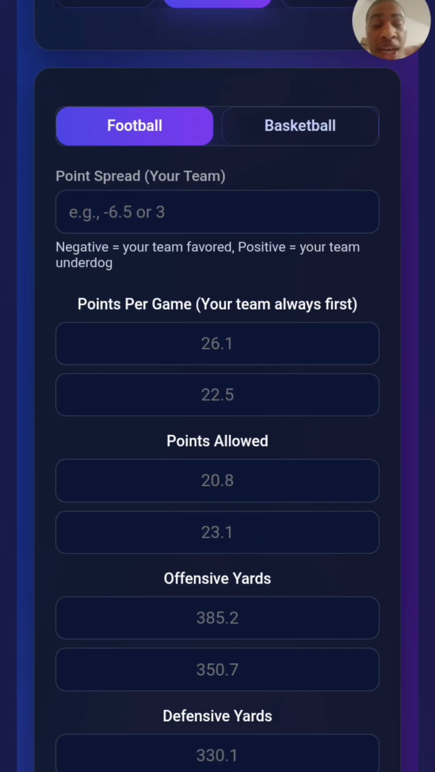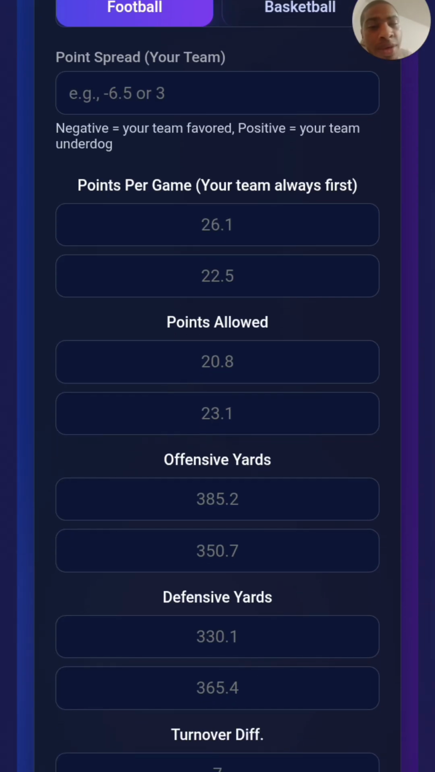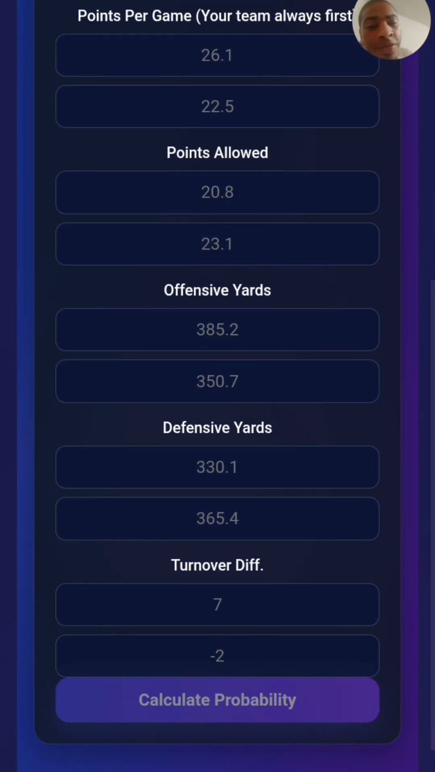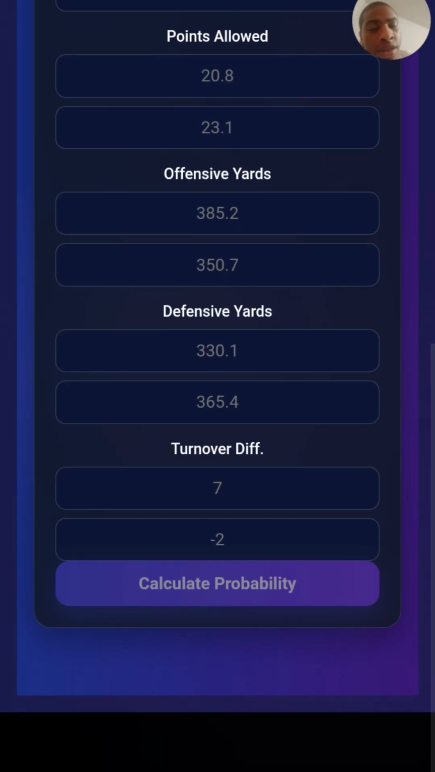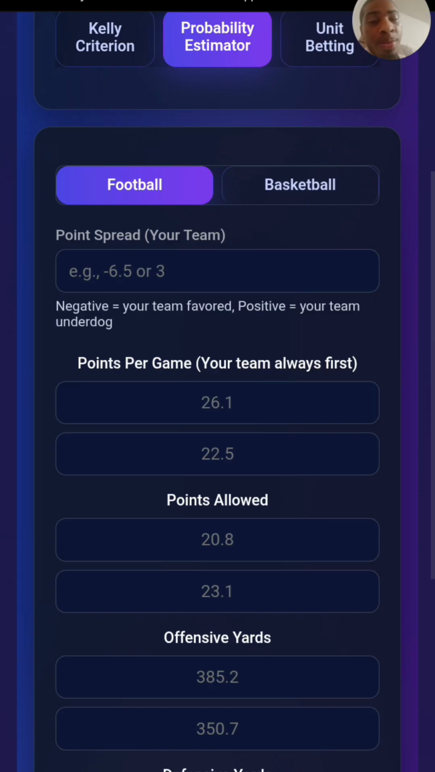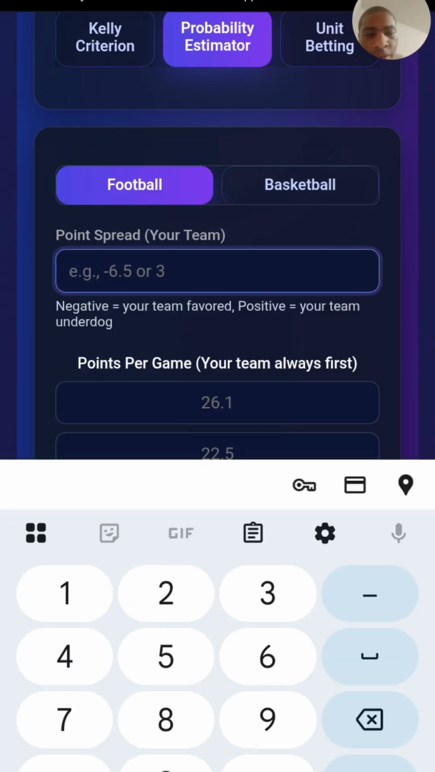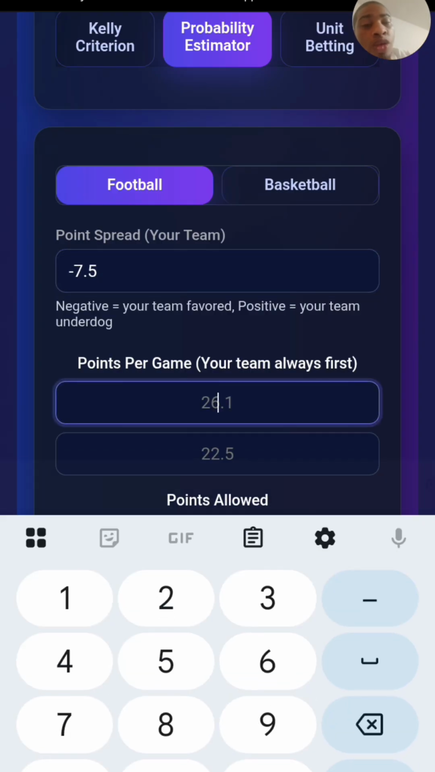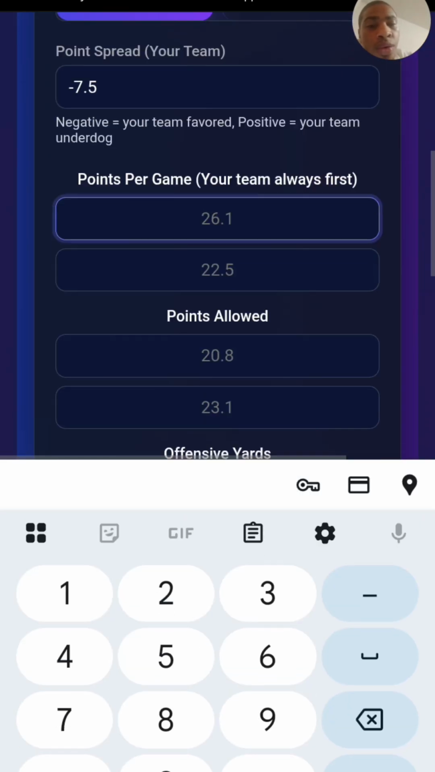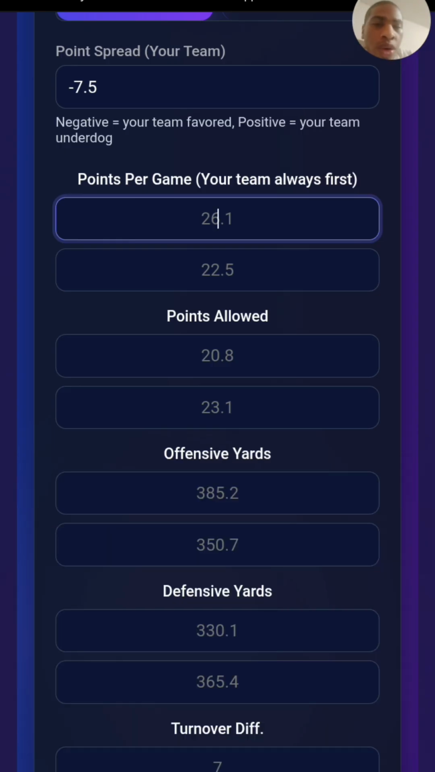Okay, so check this out. You got the point spread. This calculator is weighted with the point spread. That's the most important detail here, okay? So you got the point spread, game points, points allowed, offensive yards, defensive yards, turnover difference, right? Now, it's important to note that the team that you like goes on the top. So if you like the Bills minus 7.5, you do minus 7.5 right there, and then all your Bills stats will go on the top. The New England stats will go on the bottom.